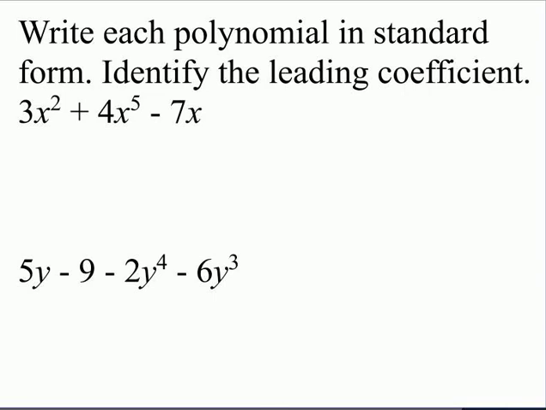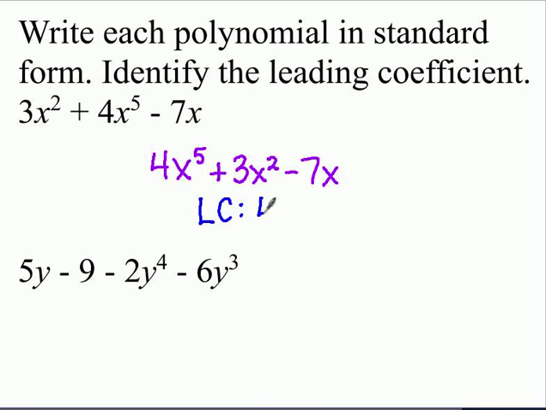Now, we want to put this in standard form. Standard form means in order. So what is your highest power? The highest power is 5, so I'm going to take that term, and that will be first. 4x to the 5th. What will come next? Plus 3x squared. What will come next? Minus 7x. There you go. That's in standard form. Now we need to identify the leading coefficient. Leading coefficient will be what? 4. There you go. That's it.